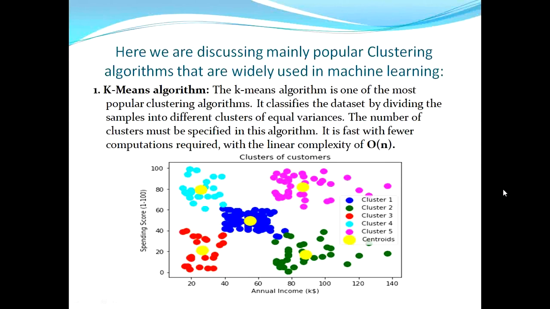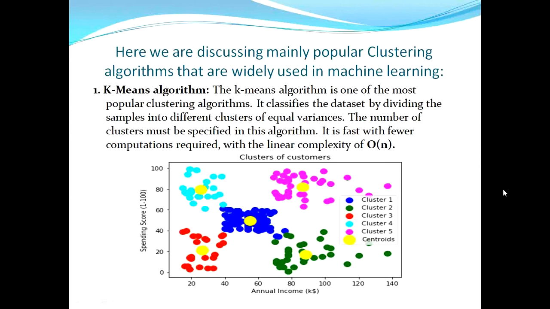This is one of the most popular clustering algorithms. It classifies the dataset by dividing the samples into different clusters of equal variances. The number of clusters must be specified in this algorithm. It is fast, with fewer computations required, with a linear complexity.